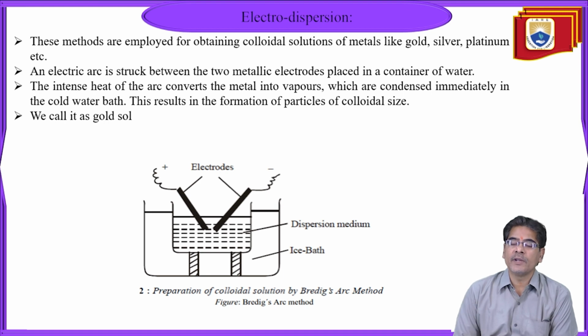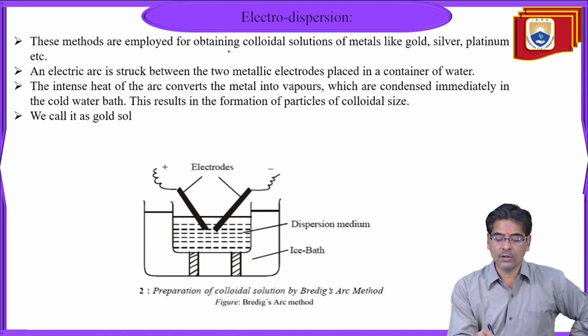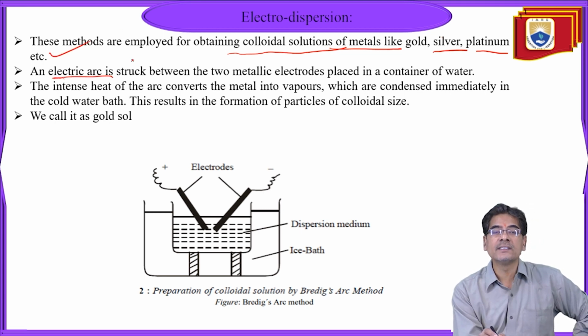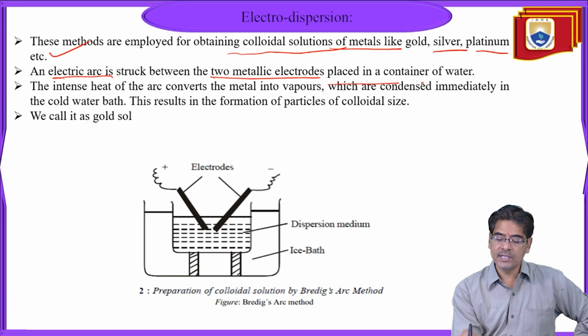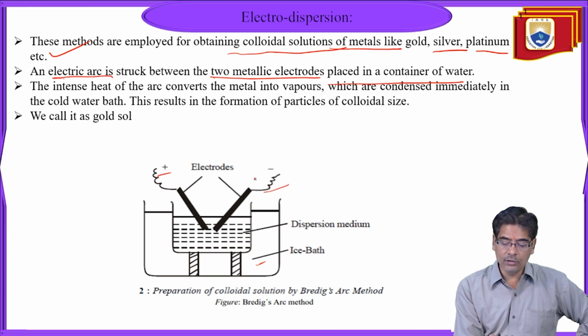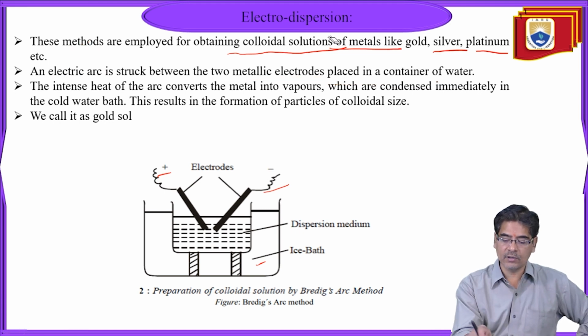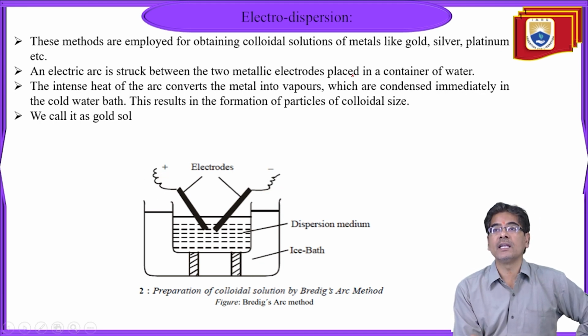These methods are employed for obtaining colloidal solutions of metals like gold, silver, and platinum, etc. An electric arc is struck between the two metallic electrodes placed in a container of water. Here we have an ice bath, the dispersion medium, and the two metal electrodes, one positive and one negative. The electric arc is struck between them.